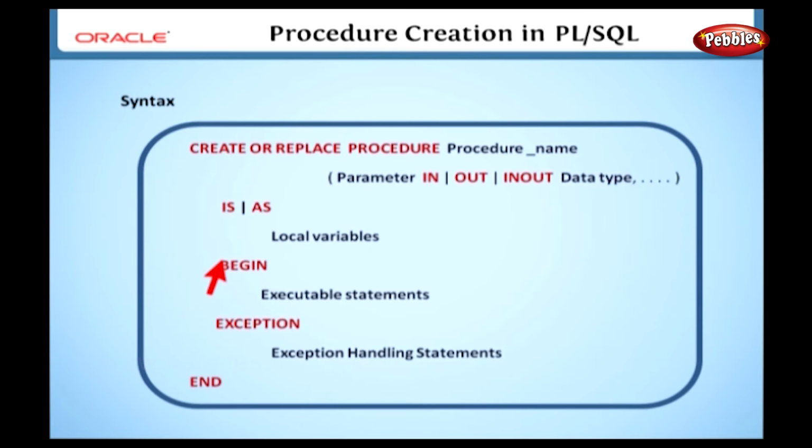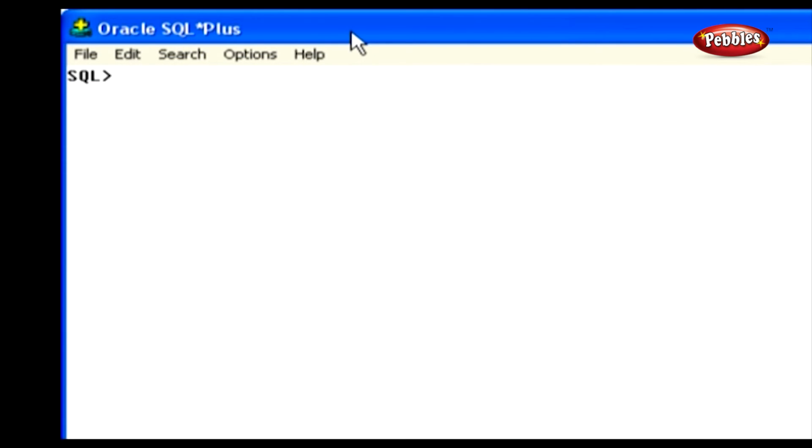Local variable declaration. Here we can declare variables for that procedure. BEGIN. Here we can write the executable statements for the procedure. EXCEPTION. In this section, we can write the exception handling statements for this procedure. END. It specifies the end of a procedure. Every procedure must end with this keyword. I hope you all understand the syntax for creating a procedure.